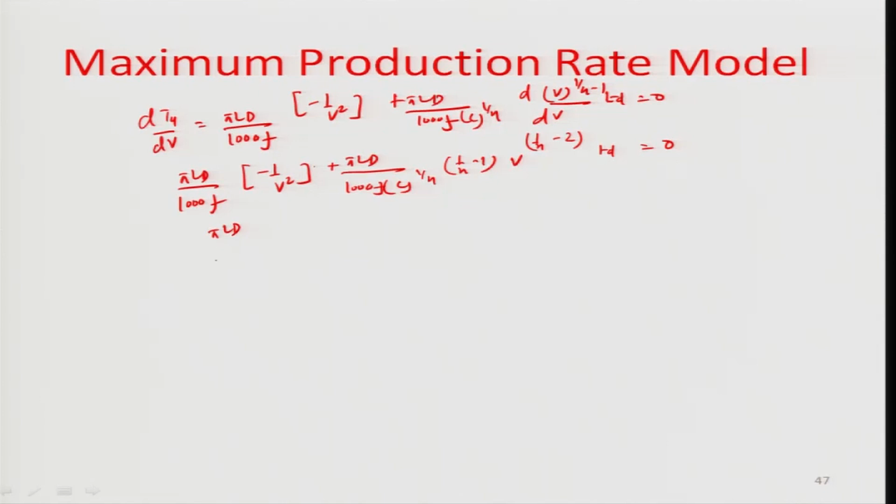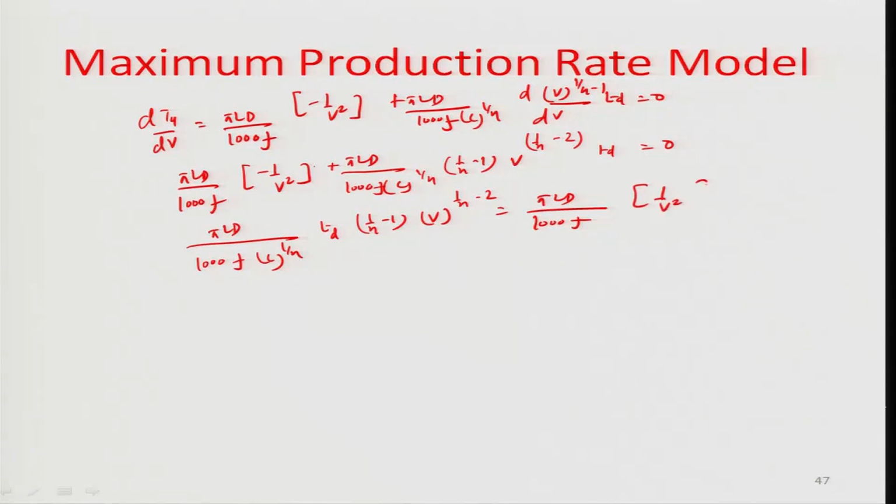yielding to us a condition: pi LD by 1000 F C to the power 1 by n times TD times 1 by n minus 1, V to the power of 1 by n minus 2, equals pi LD by 1000 F times 1 by V square.